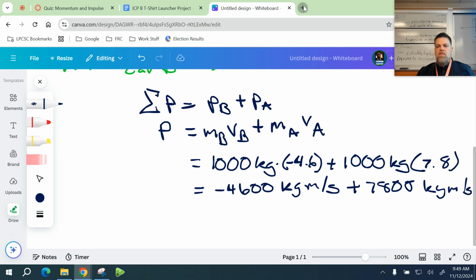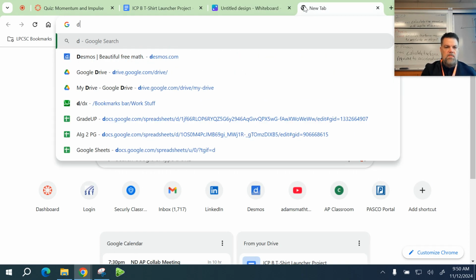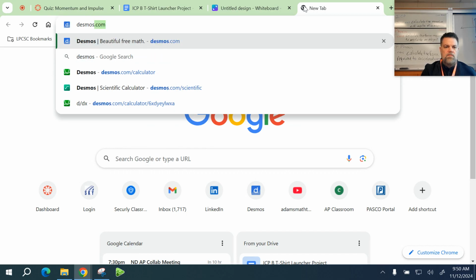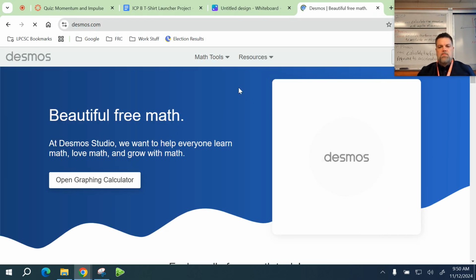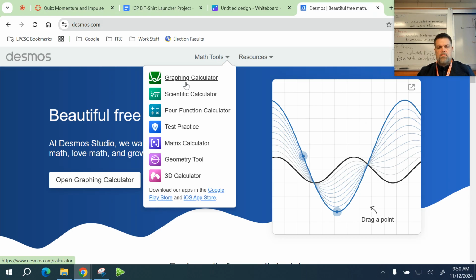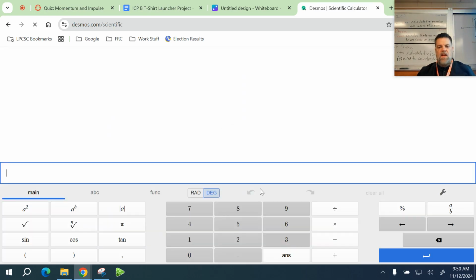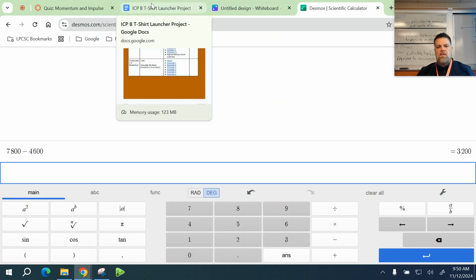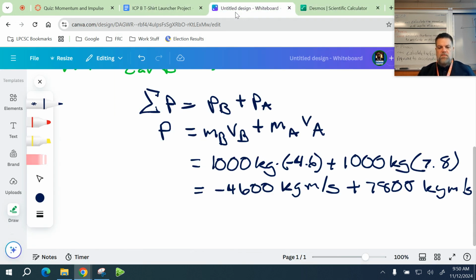Okay. So then I'm going to open up Desmos, and I'm just going to say 7,800 minus 4,600, which is 3,200. Okay. So now what does that mean? Well, that just means that my total momentum of the system is equal to a positive 3,200 kilogram meters per second.